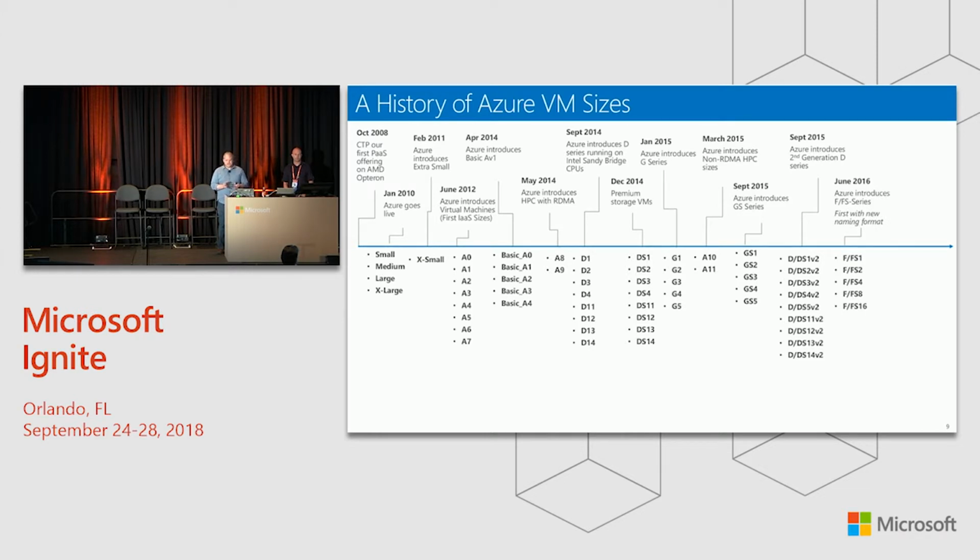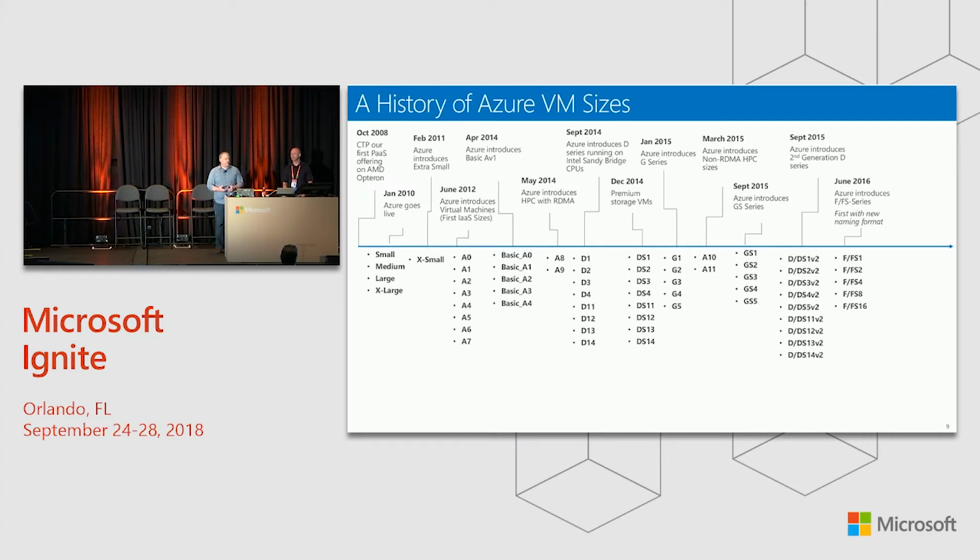Then we introduced the F size. The F size is focused on our compute-intensive, a little bit lower memory configuration. This is the first time that we actually introduced our new numbering system. Before, the numbers just represented an index, and so, for example, a G5 was 32 cores.